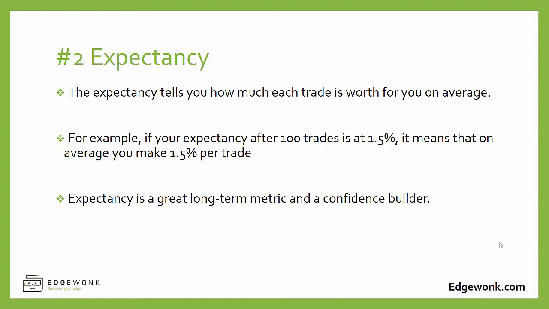Expectancy is another important metric, although it is a little bit basic, but nevertheless it is important to know, especially when it comes to the long-term mindset and long-term thinking. Expectancy tells you how much each trade is worth to you on average and over the long term. So for example, if you have an expectancy of 1.5% after 100 trades, it means that on average you make 1.5% per trade over the long term.